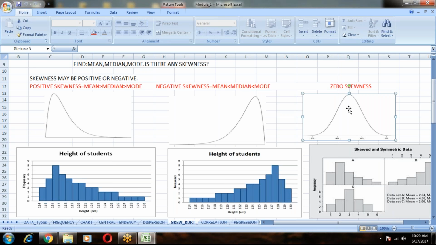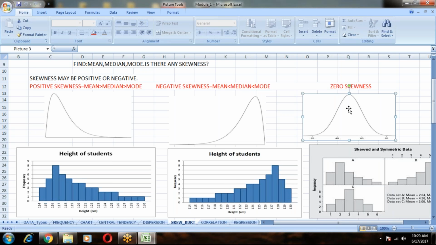So you will get some value and you have to compare it. If you see the mean is taking the highest position, then its median's value comes and then mode, then it is positively skewed. Otherwise, the opposite one is called negatively skewed. If all three of them have the same value, then we are calling it zero skewness.